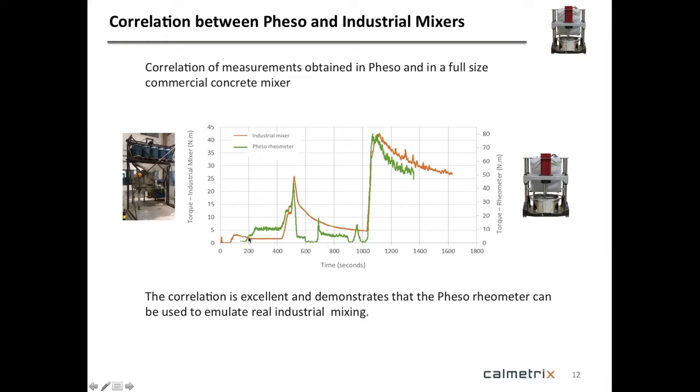Now, of course, when you look at the green curve, you will see that there's more detail in there. That's because the rheometer is more sensitive, so you see more things that you would not typically see on the torque measurement in the larger mixer. But overall, the shape of the curve and the behaviors are the same. So this means that what you see in our rheometer is very representative, or highly correlated, to what you will see in a real mixer. Therefore, if you do a long-term test in the rheometer, you would get a very good idea of what happens in a real concrete truck or in a real mixer in the field.